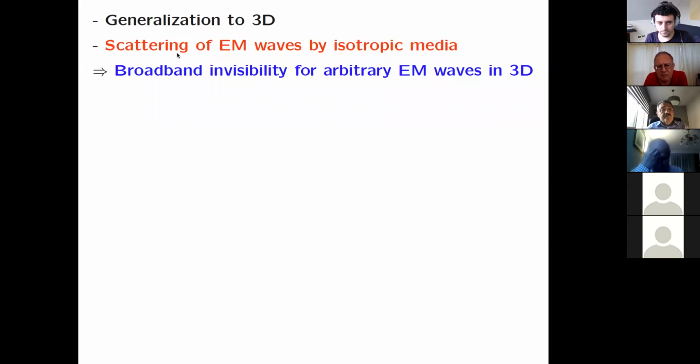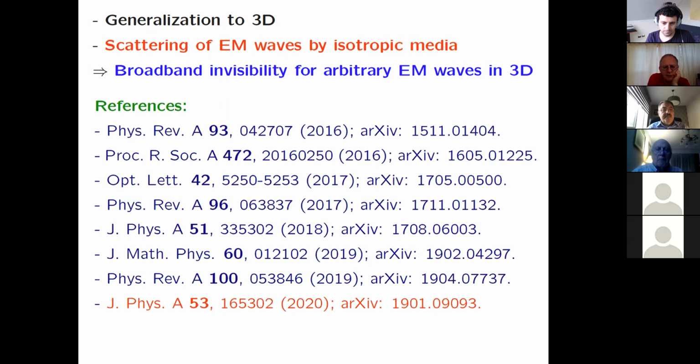Another important development is, can you do this for scattering of electromagnetic waves? Well, this is much harder than scattering of scalar waves because these are vector waves. We were able to generalize it for scattering of electromagnetic waves by isotropic media. One particular application was to try to get permittivity and permeability profiles which make the medium broadband invisible for all electromagnetic waves, not just for TE waves. And this is possible. This was just published last month.